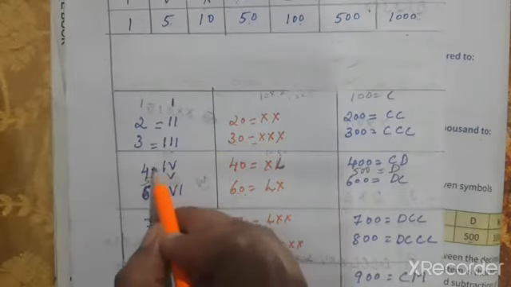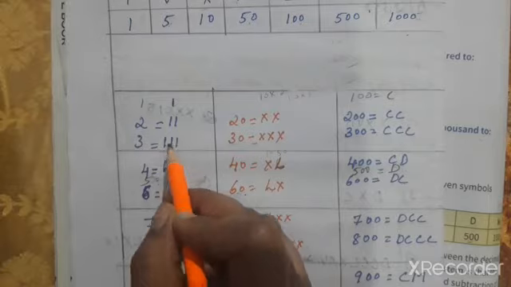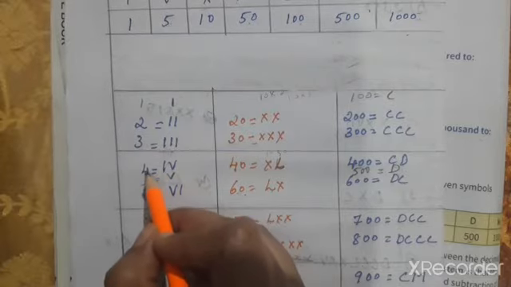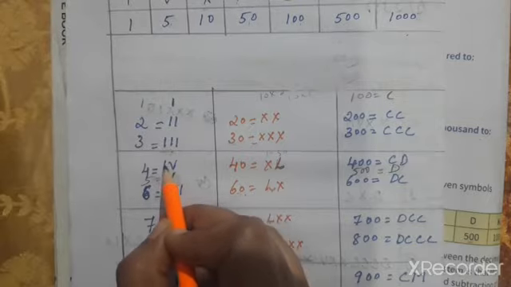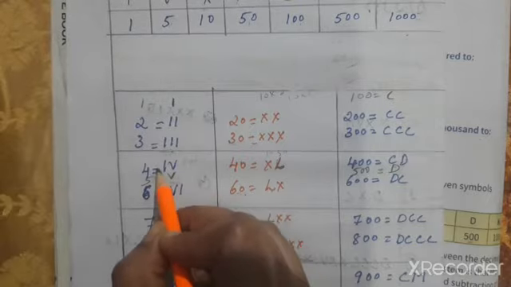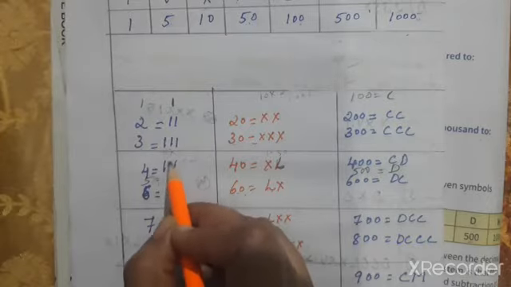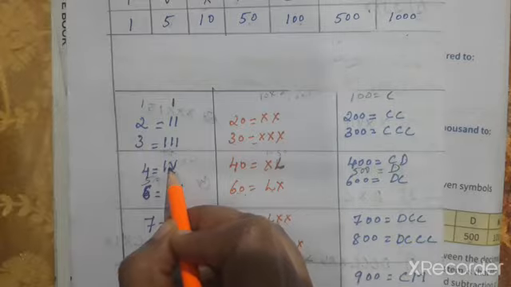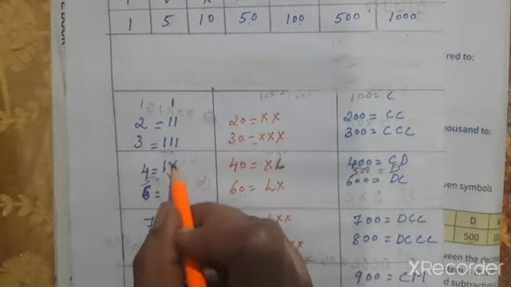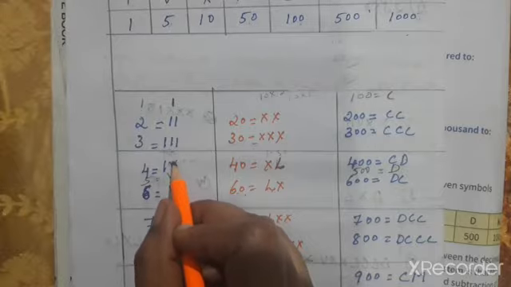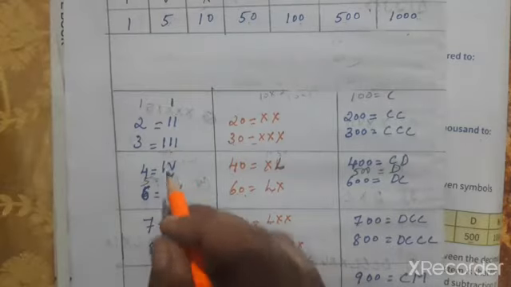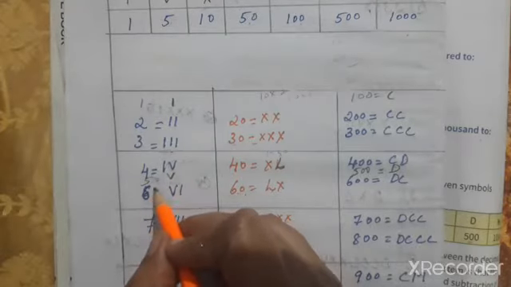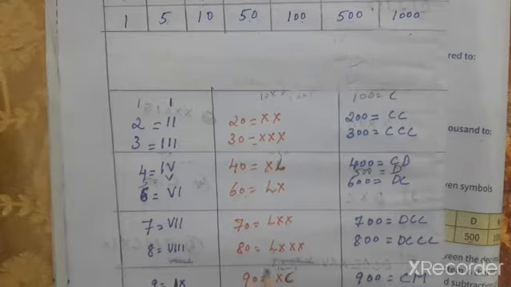Here, the third time is the last limit. So to write 4, we have to check the next number. The next number is 5, which is V. So V minus I means 5 minus 1 is 4. We are subtracting. When a greater letter comes on the right side, we are subtracting. If a smaller letter comes on the right side, we are adding. With the help of this table we can write any Roman numbers, children.